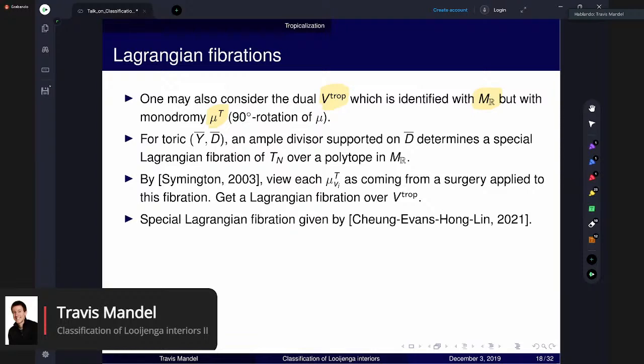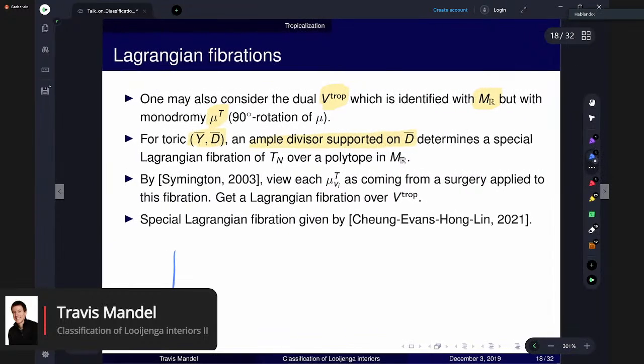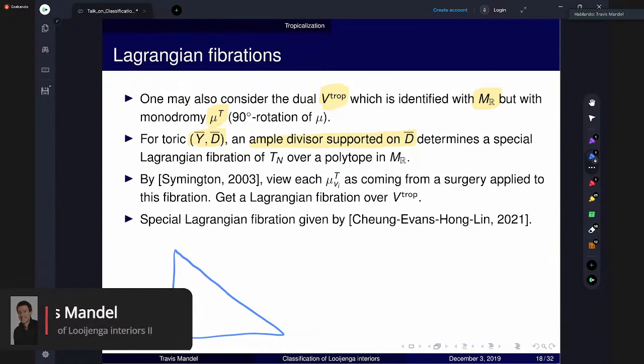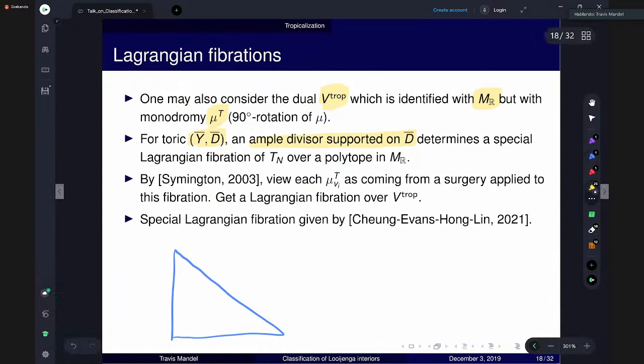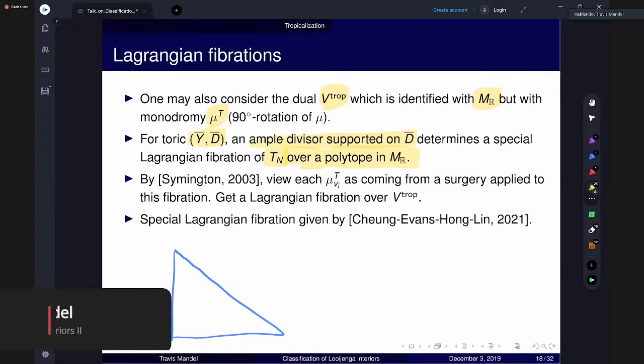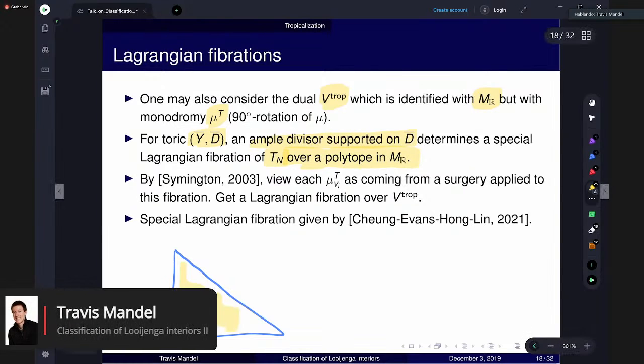So that now, right, remember for a toric variety, if you have an ample divisor supported on the boundary, that determines a polytope. So it gives us a polytope. And you have a Lagrangian fibration of your algebraic torus over the interior of the polytope. And you have a torus fibration of the full toric variety over the polytope with lower dimensional tori over the boundary. So we have a Lagrangian fibration. You can make it a special Lagrangian fibration over this polytope.